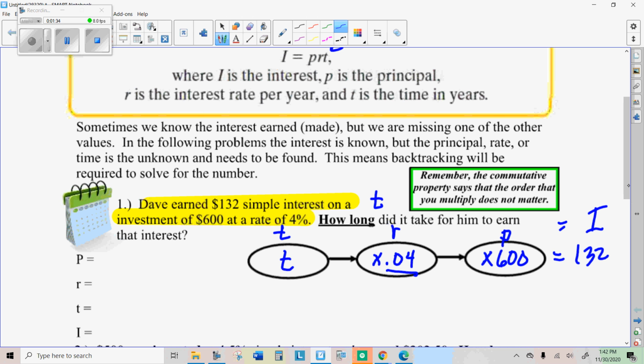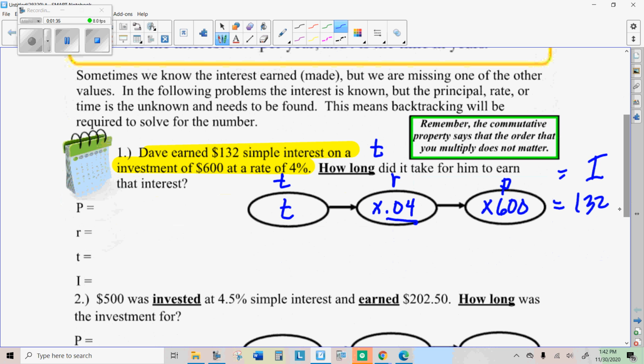Now what I'm going to do here is I'm going to backtrack. So I guess we could have filled these in. Remember that our rate is 4%, and you divide that by 100 to get the decimal for 4%. Time we don't know. We know our interest is 132. Okay, now if I go backwards, I'm going to do the opposite.